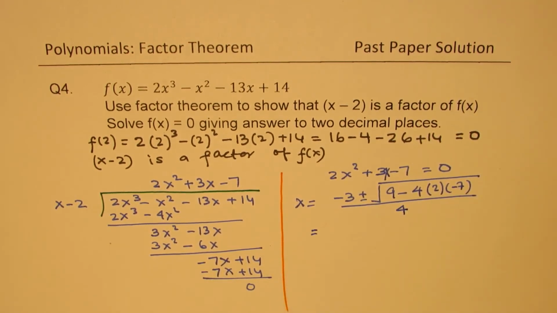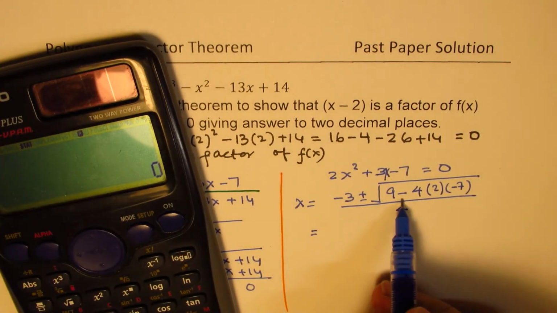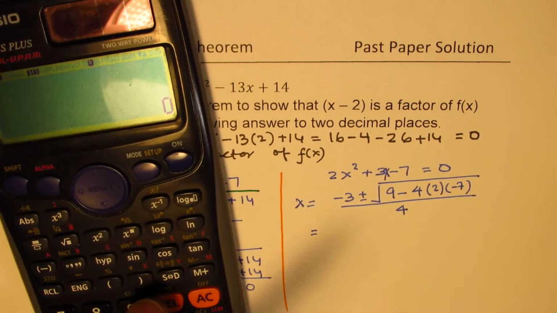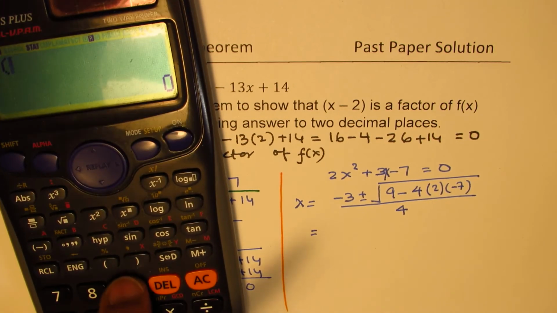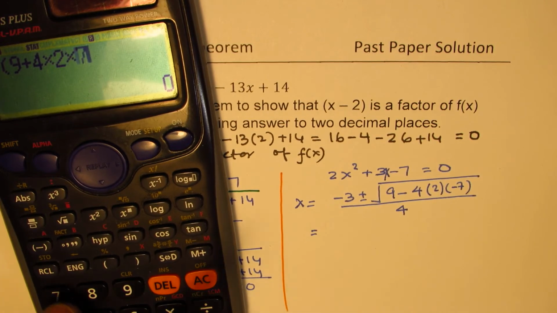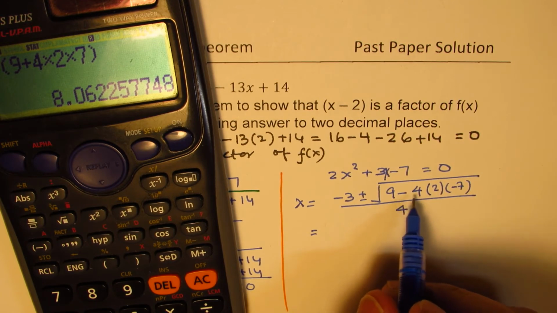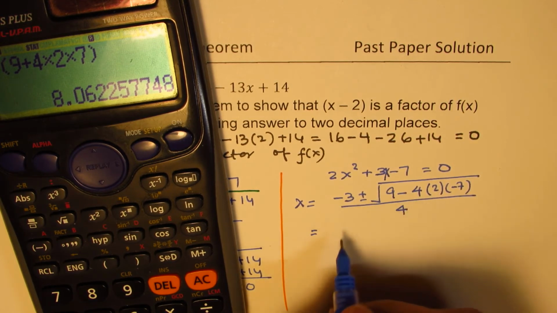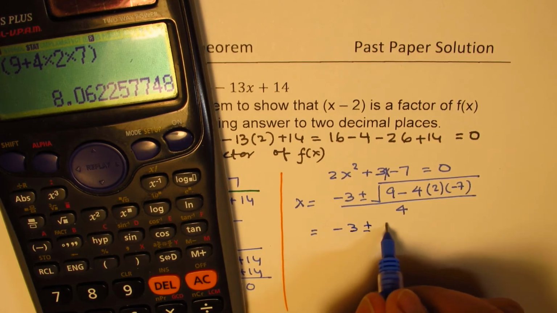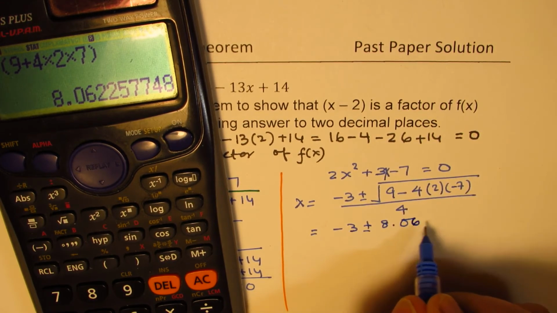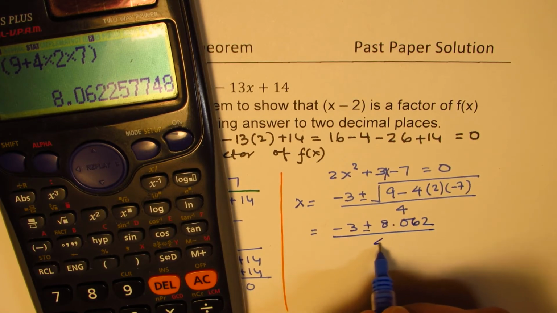So let's calculate this value. So within square root, that becomes positive for us. So within square root, we have 9, and let me write plus 4 times 2 times 7, okay, which is equal to 8.06, right? So that's what we get. 9 plus this within square root, we get minus 3 plus minus 8.062 we'll take, divided by 4, correct?